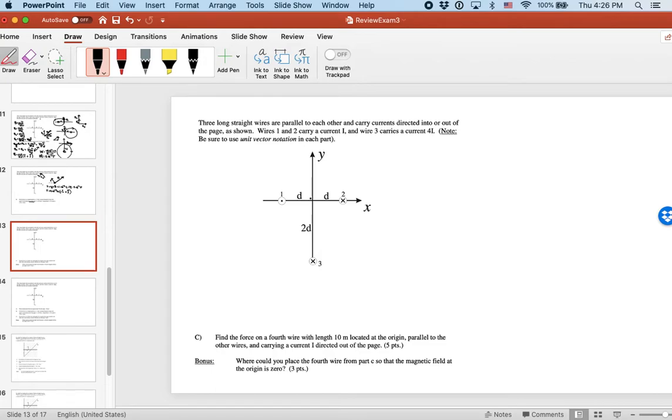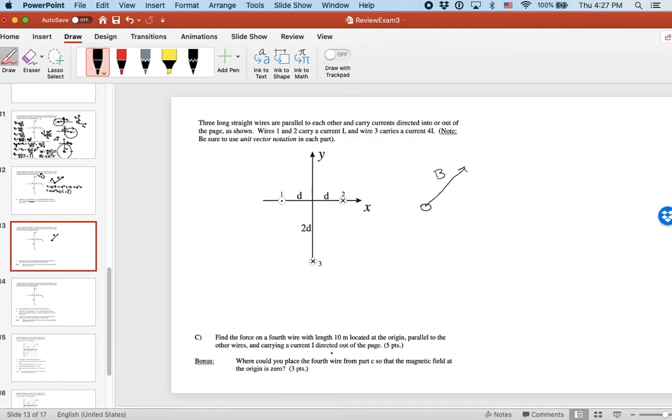So we've added a fourth wire here. We're adding a fourth wire, but we're not finding its magnetic field. What we're doing is finding the force on that wire due to these other wires. So I'm just going to stay with my B field right here. This is my B field. And now I've added a fourth wire right here.